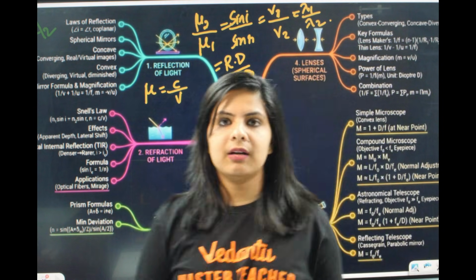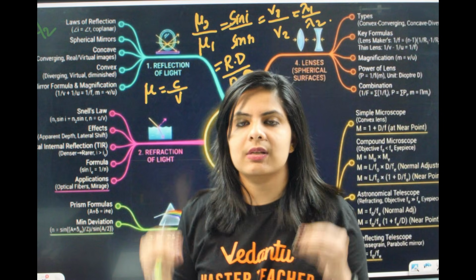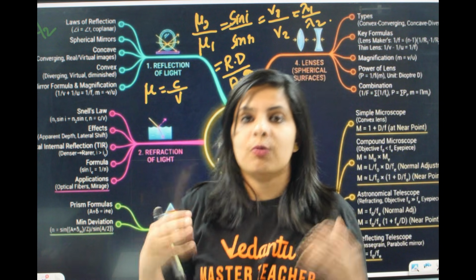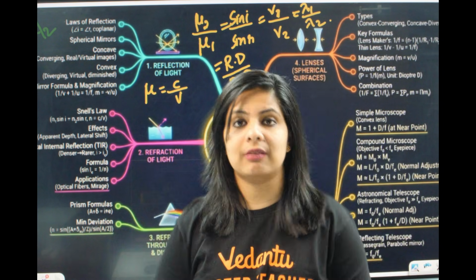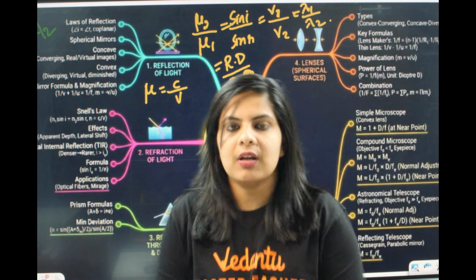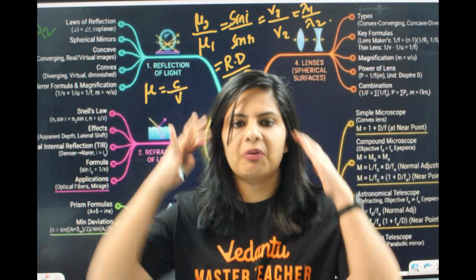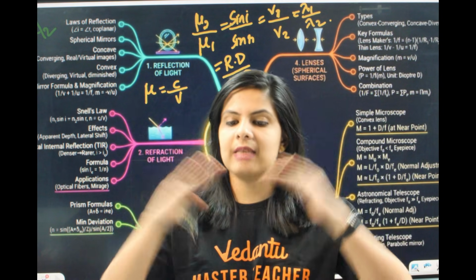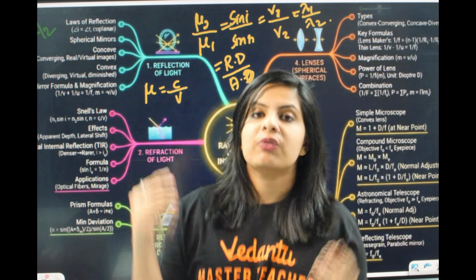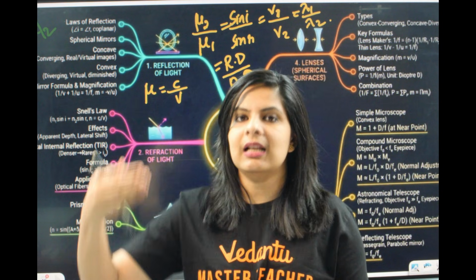Real depth and apparent depth. If we are observing something from a rarer medium to a denser medium, what will happen? We won't feel the real depth. It will appear a little above because of the refraction. In our mind, light always travels in a straight line and won't bend, so we will feel like it is a little up.